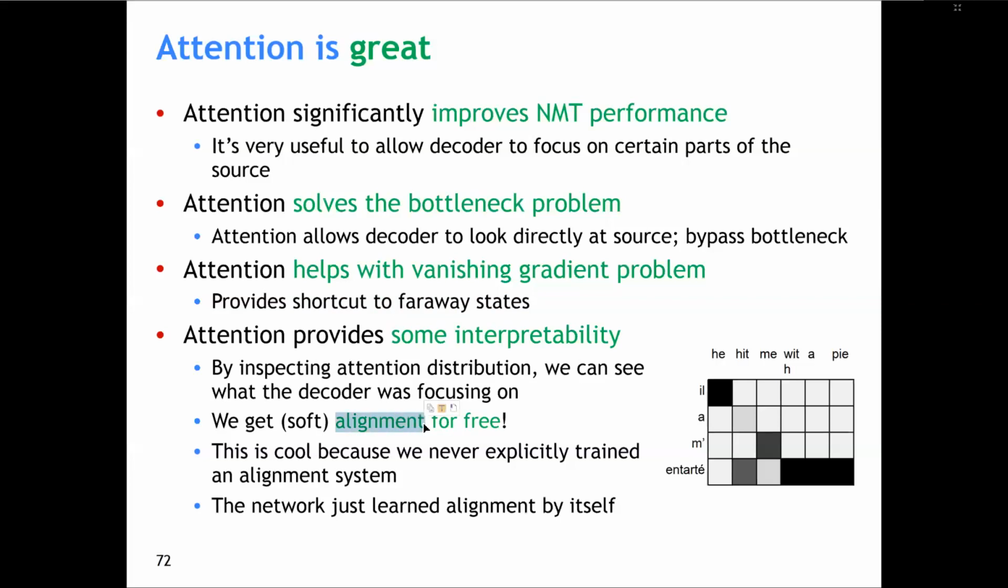But I think this alignment is still a little bit different, as I see it more as contextual information. What are the contextual words for "he", for "hit with a pie" like that? I think it's more like a contextual interpretation. And the network can learn all this by itself.